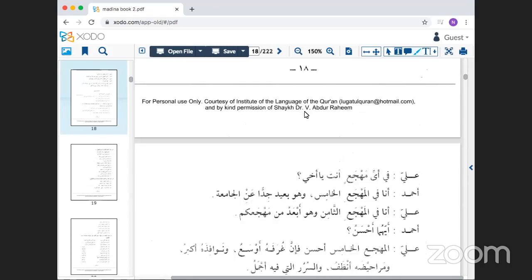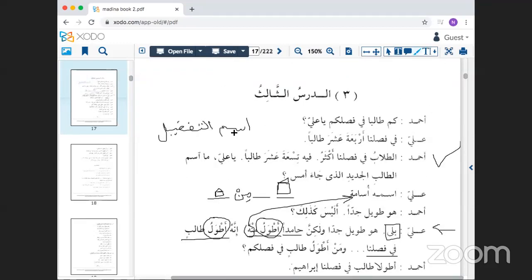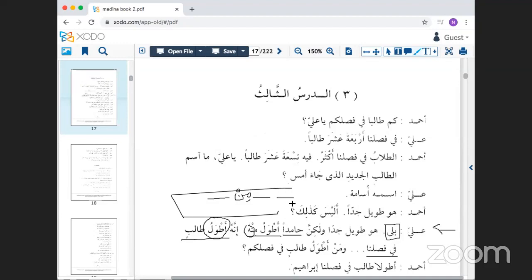So let's go basically to where we were. Last lesson we had covered اسم التفضيل. We'd reached these places over here that we had annotated. I'll remove those writings very quickly. And then we'll basically start reading.